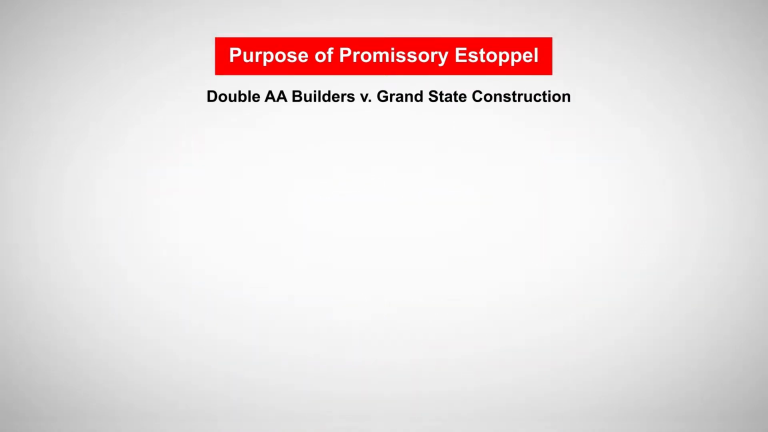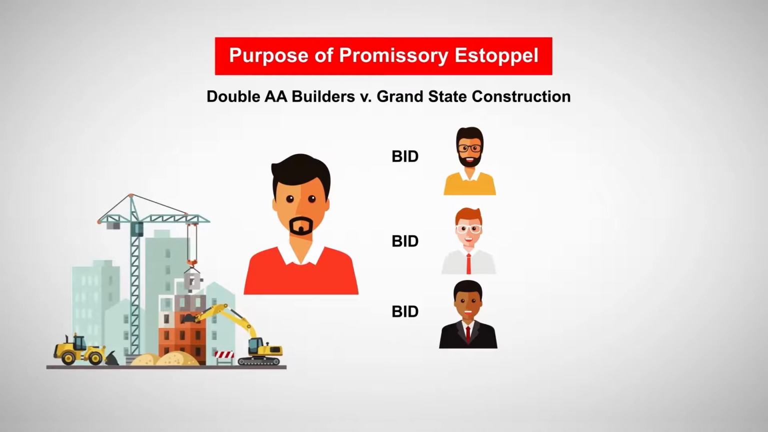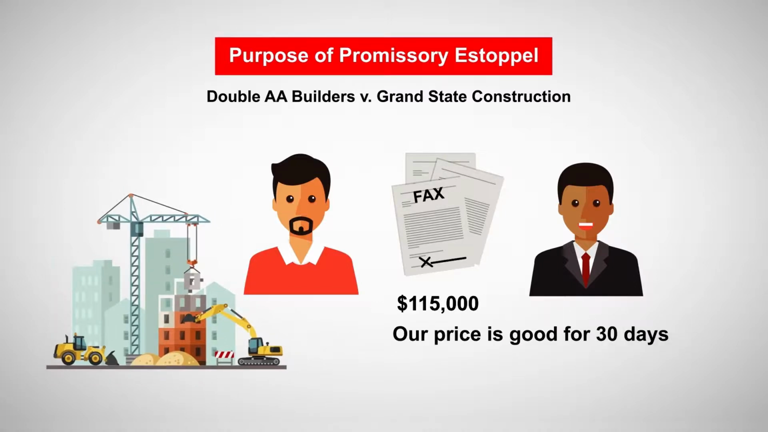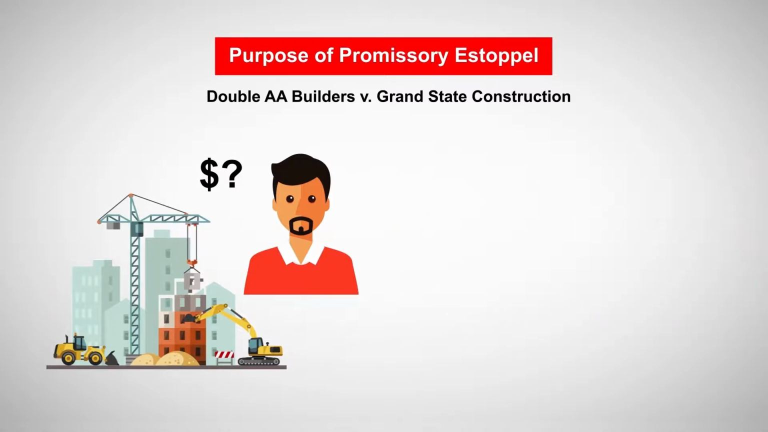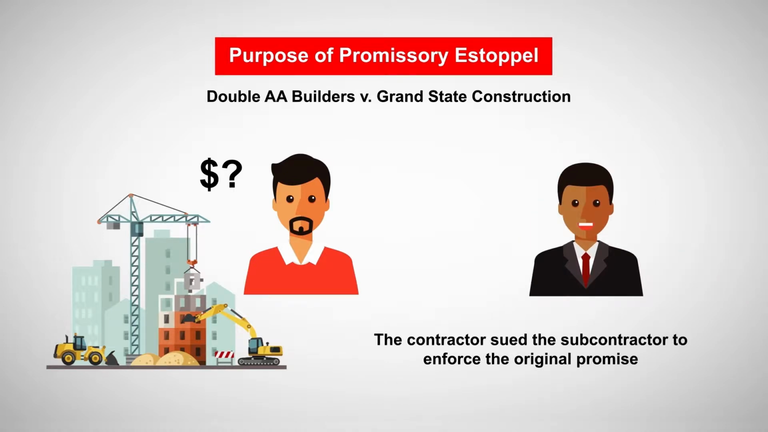In AA Builders v. Grand State Construction, an Arizona case, a general contractor solicited bids from subcontractors for various portions of work on a larger project. The general contractor made the various bidders aware that their bids were for work on a larger overall project. A subcontractor faxed a written but unsigned bid in the amount of $115,000 for the work requested. The bid also stated, "Our price is good for 30 days." The general contractor relied on the subcontractor's bid to prepare its overall price for the project, and stopped taking other bids. Within 30 days, the subcontractor backed out of the bid, though. The general contractor had to find a replacement subcontractor and paid the replacement company over $130,000 to complete the same work. The contractor sued the subcontractor to enforce the original promise.